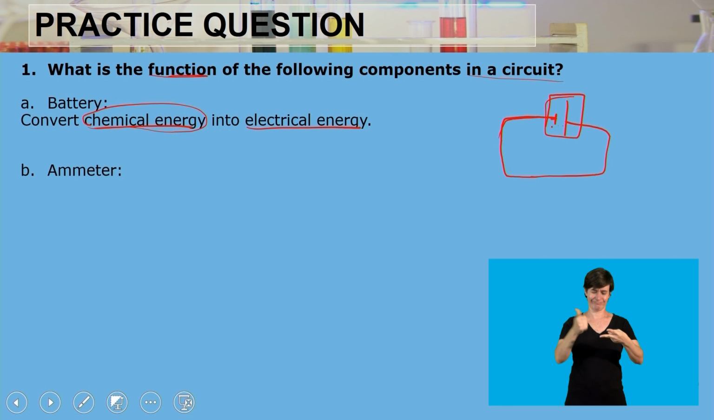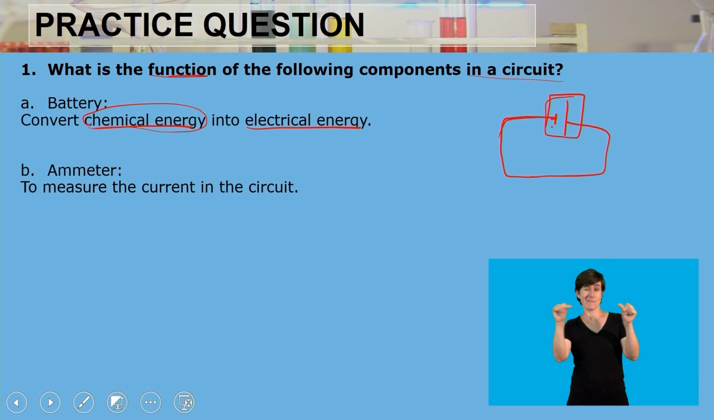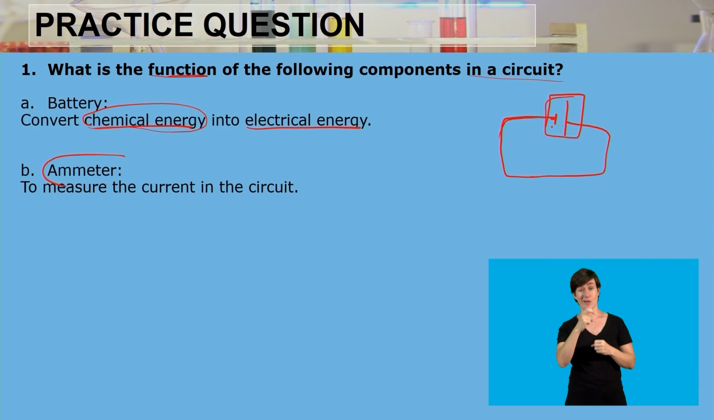The second component is an ammeter. We need to know that this component is used to measure the current in the circuit. When you want to measure how much current strength you have in a particular circuit, you need to use this device. And remember that this device must always be connected in series in any circuit.